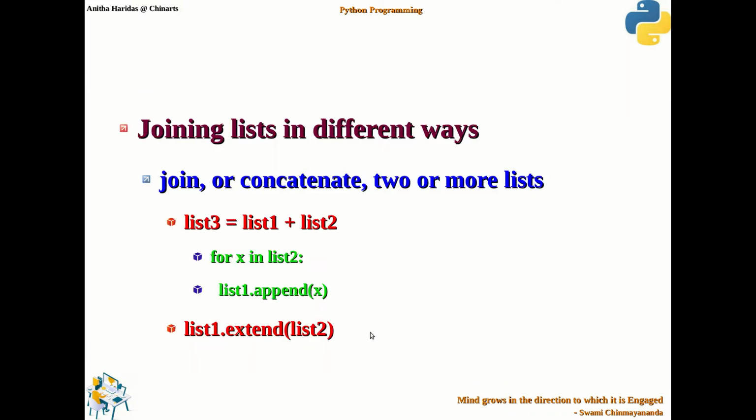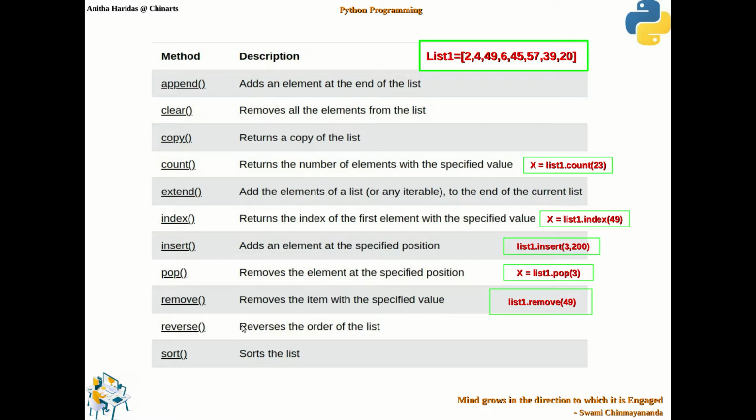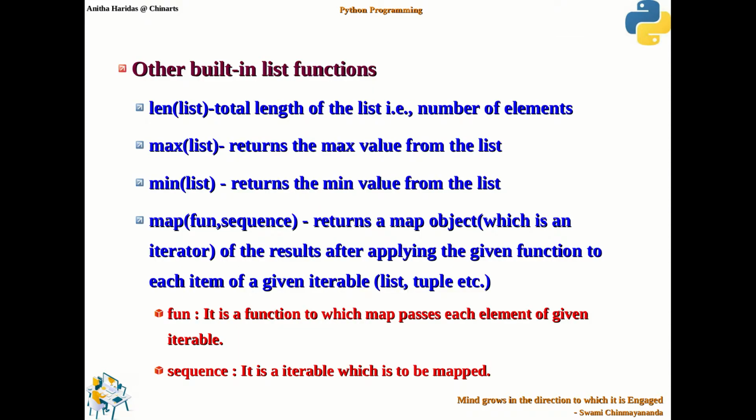And then we have reverse, which we had just now seen the example of reversing. Sorting will be sorting the list, right? So these are the different methods available for the list. Then we have some built-in functions also for the list. len, as I told, it will find the total length of the list, how many number of elements are there in the list. Then maximum value from the list, minimum value from the list can be got from this function.